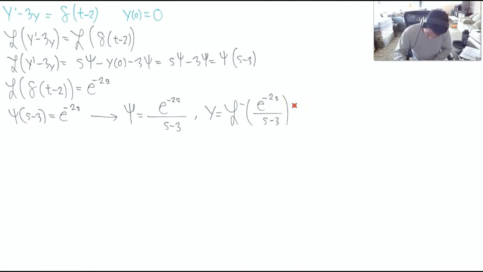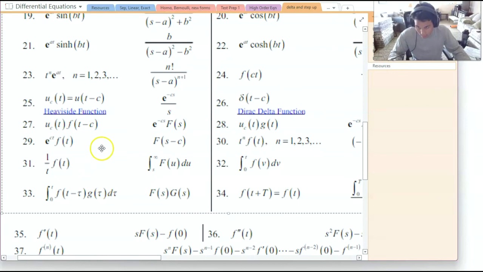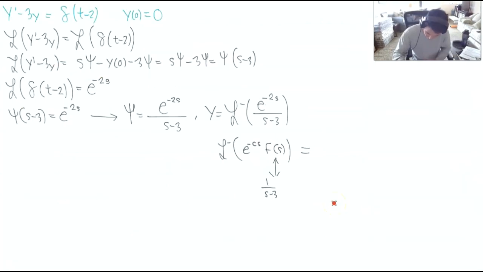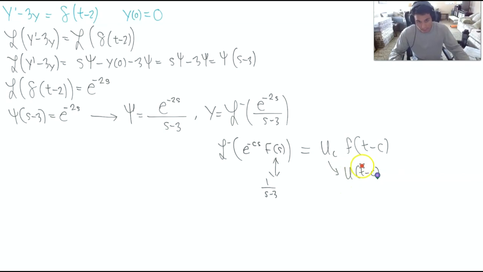So we have the Laplace inverse of e to the negative cs times some big function F of s. And big F of s is what? It is going to be 1 over s minus 3. And then we say that this is equal to u sub c of t times f of t minus c. And by the way, u sub c is the same thing as u of t minus c. It's just the shorthand notation. Okay, so we're going to use all that, but first let's find f of t.